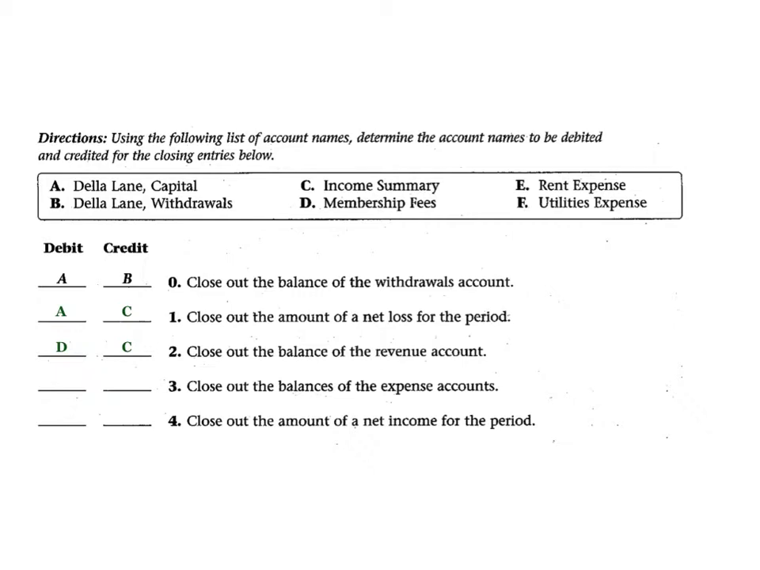Closing out the balances of the expense account. Income summary will be debited. Remember, the income summary stores the expense balances in the debit side. The income summary stores the revenue balances in the credit side. So, for closing out the balances of the expense accounts, the income summary is debited, and each of the expense accounts, in this case the rent expense and utilities expense, would be credited. Finally, we have closing out the amount of net income for the period. Income summary would be debited, and capital would be credited.